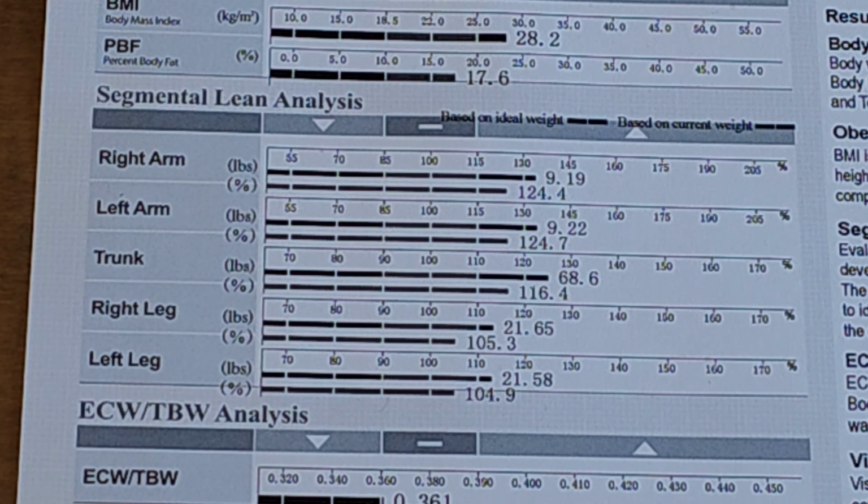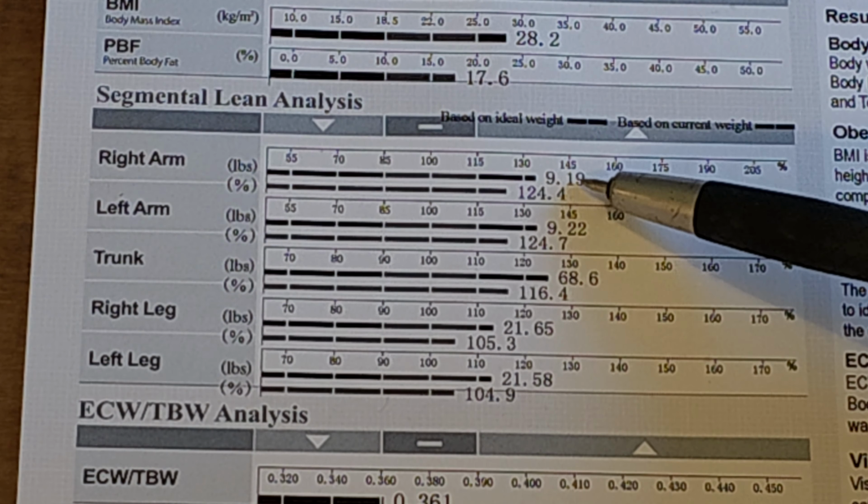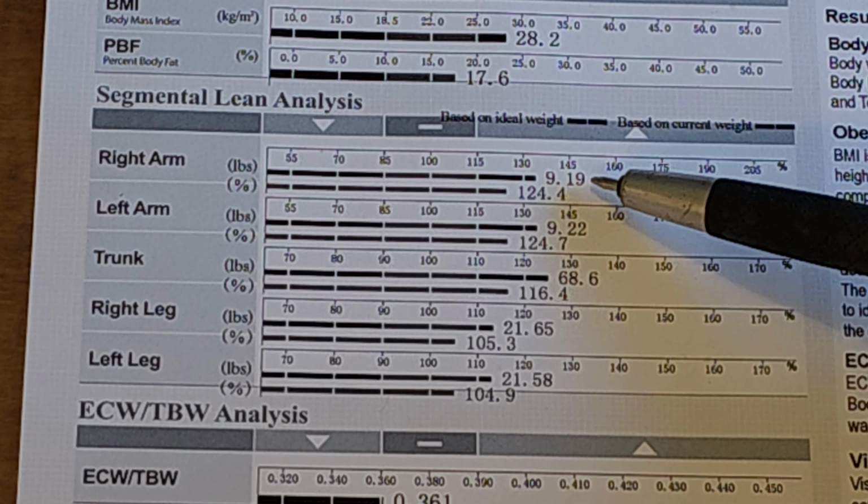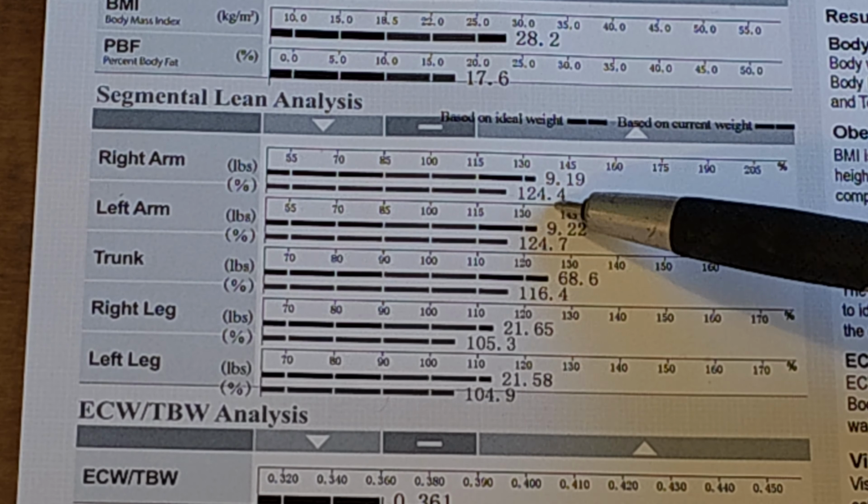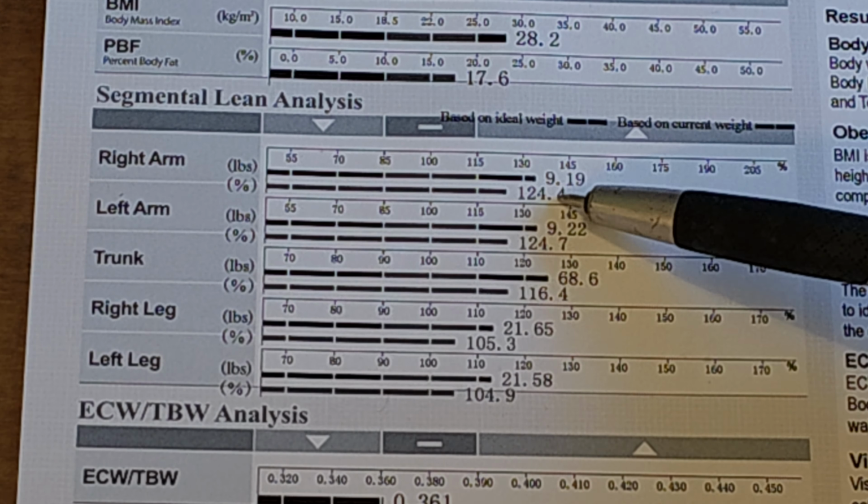Okay, this section right here is called Segmental Lean Analysis. It's a very fancy way of saying where is your lean tissue distributed. So it's separated into 5 sections. We've got the right and left arm, the trunk, and the right leg and left leg. And with each item, you're going to see 2 numbers. You'll see the top number. So for example, on this right arm, you'll see 9.19 pounds. And then below it, you're going to see a percentile ranking.